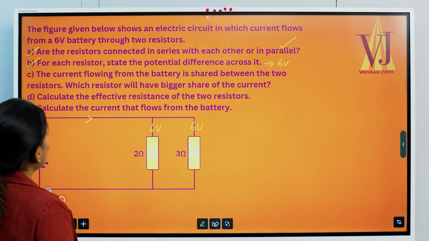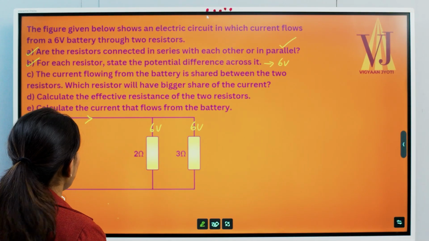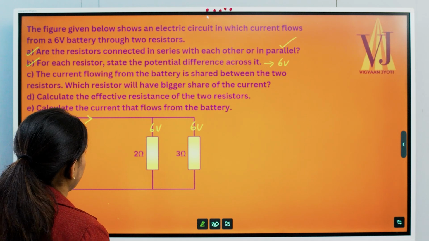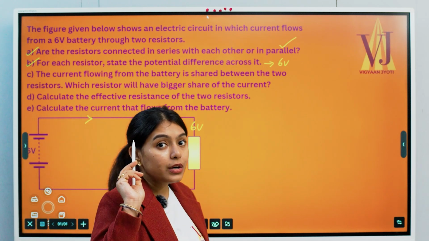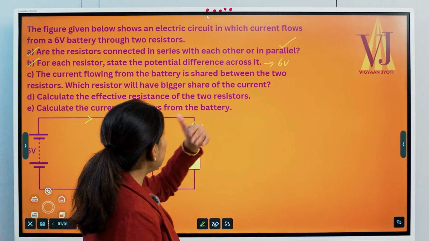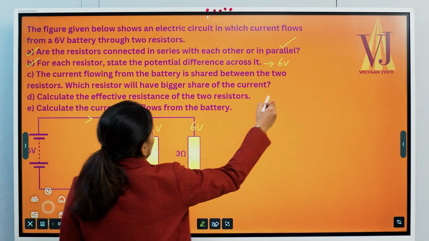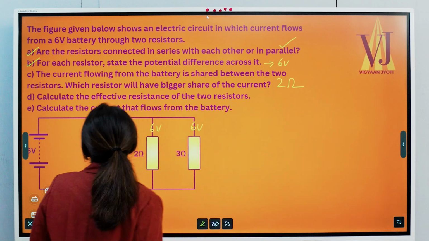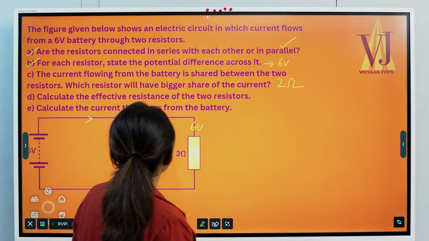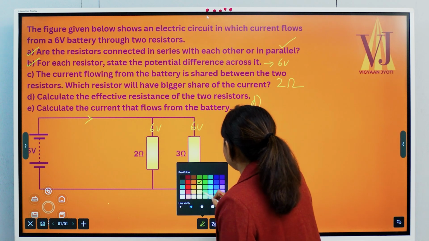Next, the current flowing from the battery is shared between the 2 resistors. Which resistor will have a bigger share of the current? We know the more the resistance, the less the current. So which resistor will have the bigger share? A bigger share of the current means less resistance. That means this one, 2 ohm. Calculate the effective resistance of the two resistors. Okay, so D we will solve.